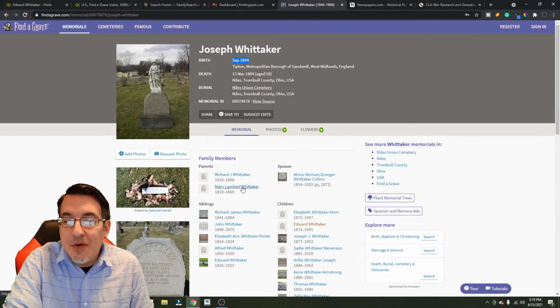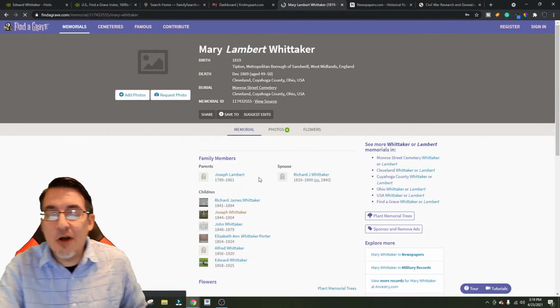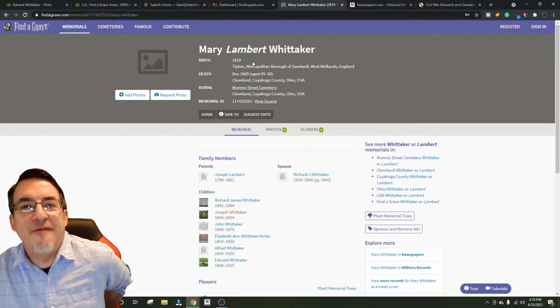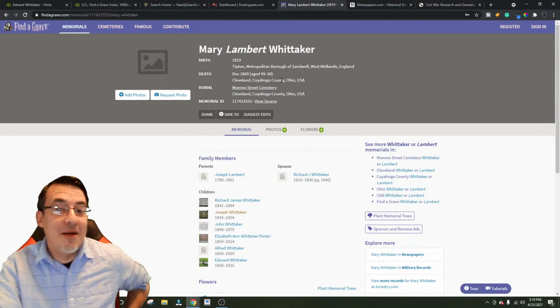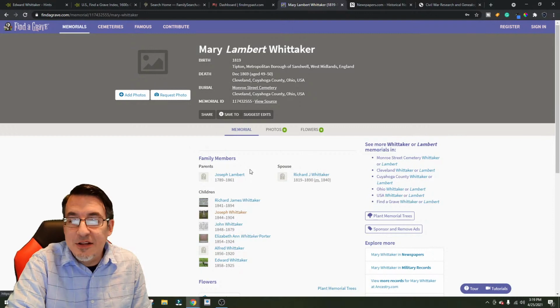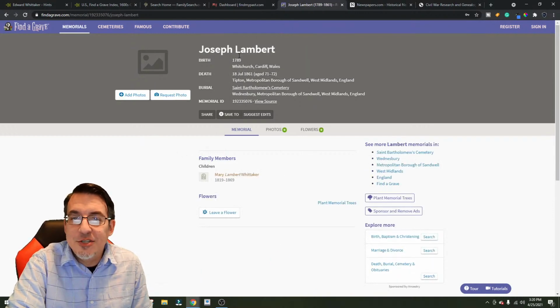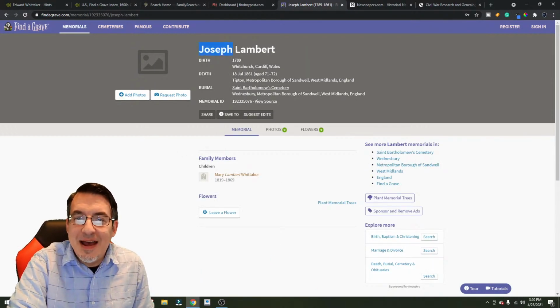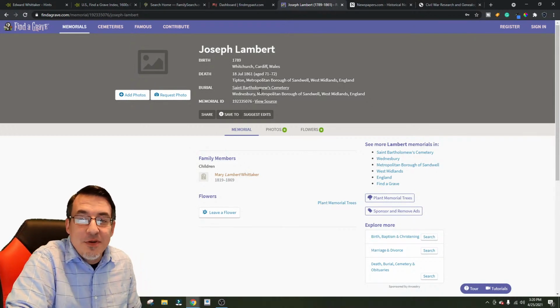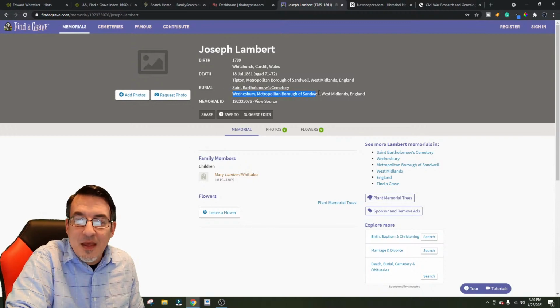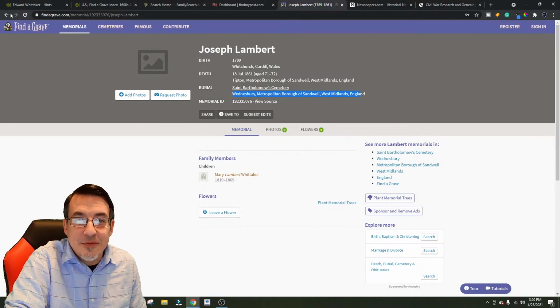I'll keep going back. I'll click on Mary Lambert Whitaker. This is my fourth great-grandmother. She's born in Tipton, died in Cleveland. And then here's her father, Joseph. And this is one of my guys who owned a pub in England. And Joseph was born in Whitchurch, Cardiff, Wales. He died in 1861 in Tipton. And he's buried in St. Bartholomew's Cemetery in Wednesbury in the West Midlands. So there you go. There's some English information there.